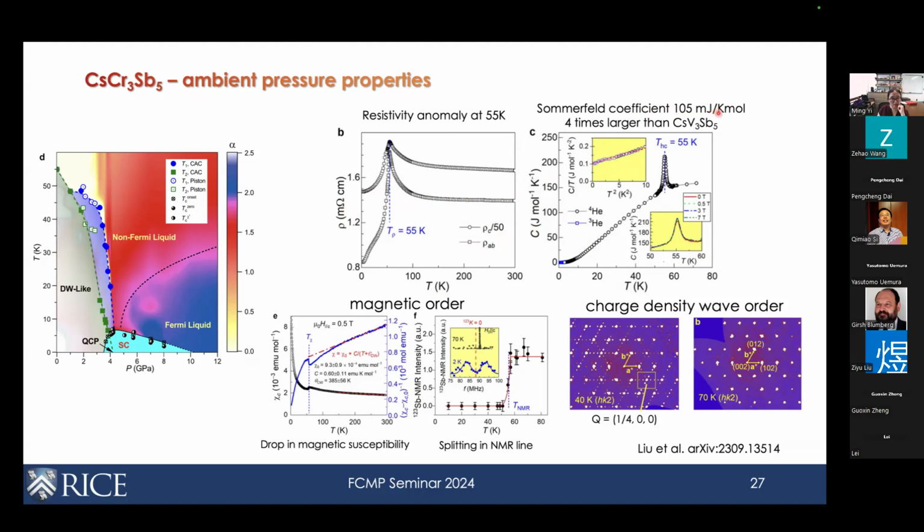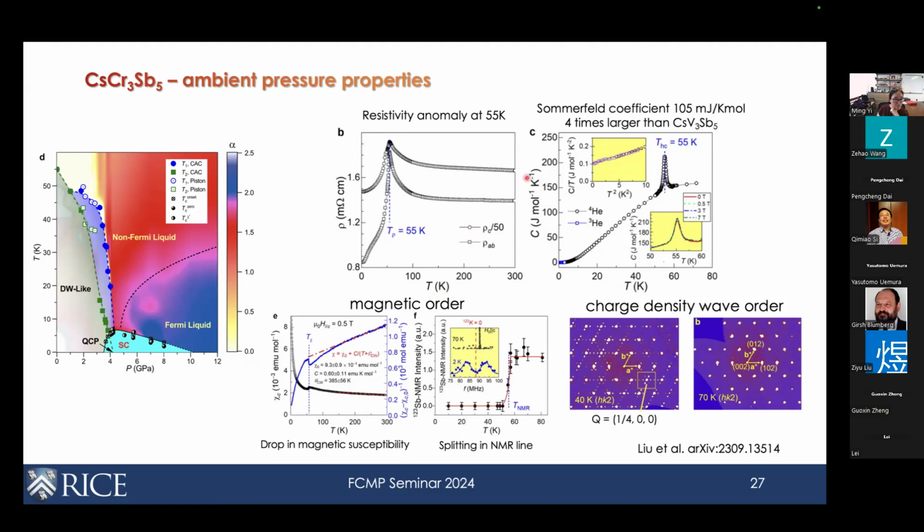millijoules per Kelvin mole, which is, I think, reasonably large, and as the authors point out, this is 4 times larger than the value for the vanadium version of this material, which all starts to suggest that this is perhaps in the bad metal regime.